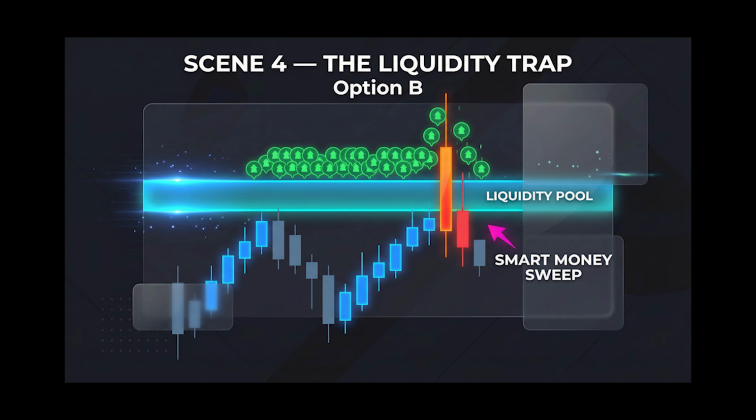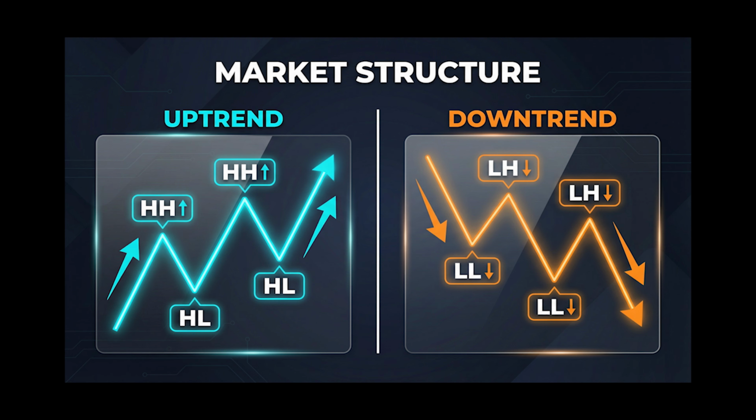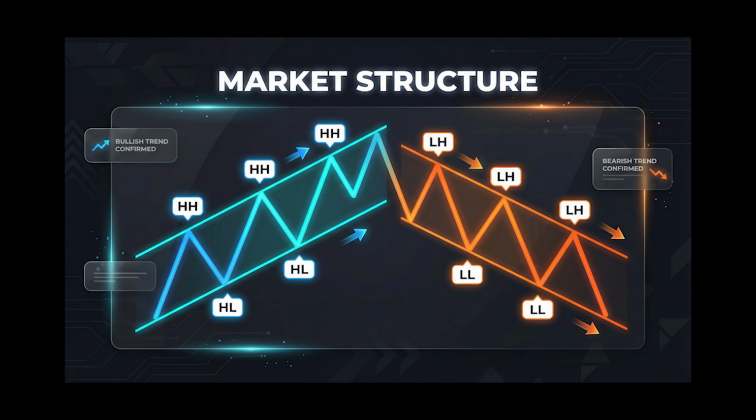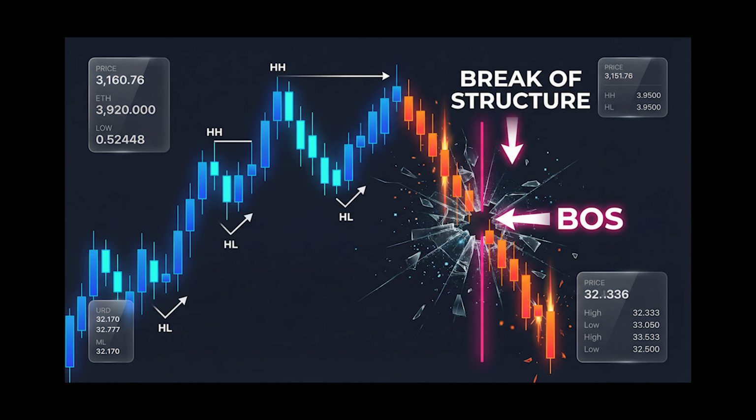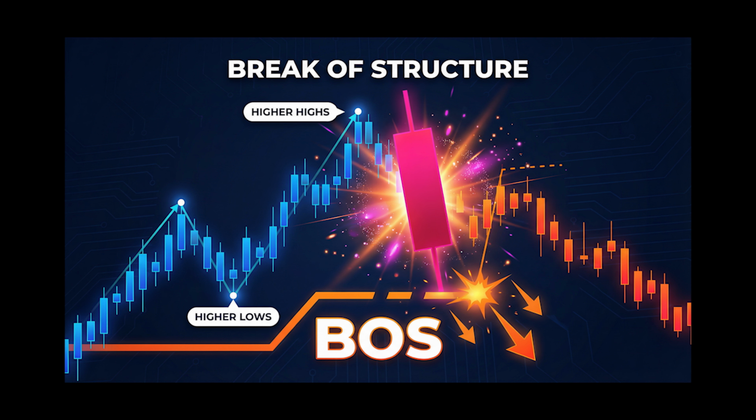To understand where the market is going, traders look at market structure. An uptrend forms higher highs and higher lows. A downtrend forms lower highs and lower lows. But the most important moment is when this structure breaks. When price breaks a major structure level, it's called a break of structure, or BOS. This tells us that smart money may be shifting the direction of the market.